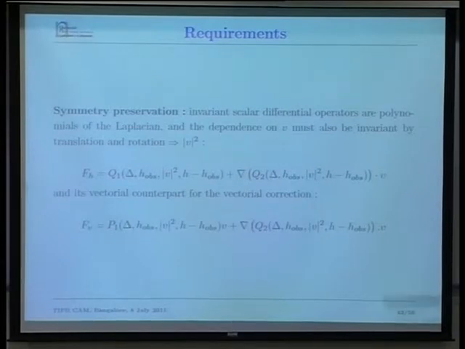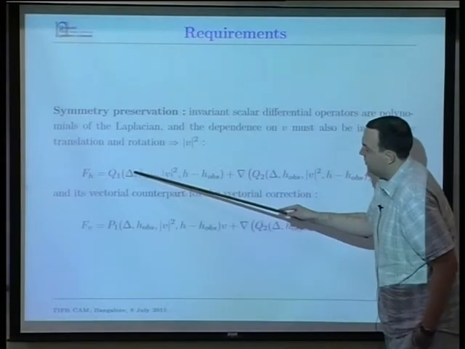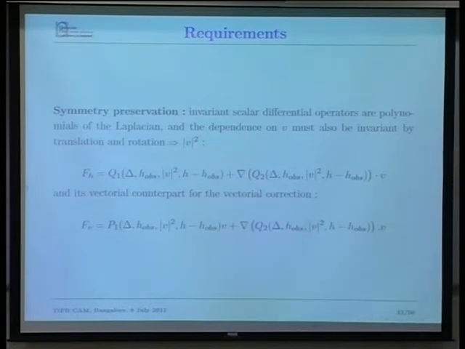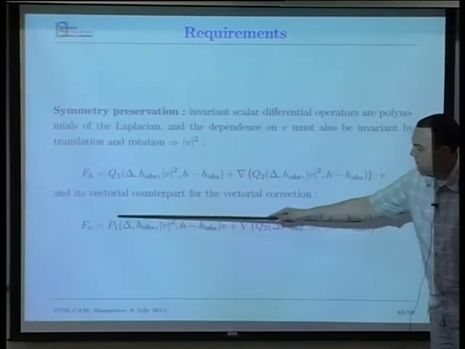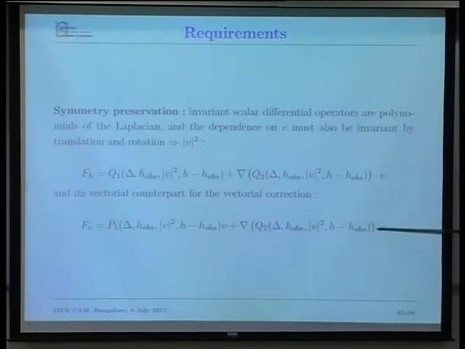So at the end, you find some polynomials of the Laplacian, the observations, the square norm of v, and h minus the observations. And also, if you want to use v, then you have to take another polynomial, take the gradient and the scalar product with v. And the vectorial counterpart for the correction on v is another polynomial of the same things times v, and the gradient of it, and there is no v here, sorry.